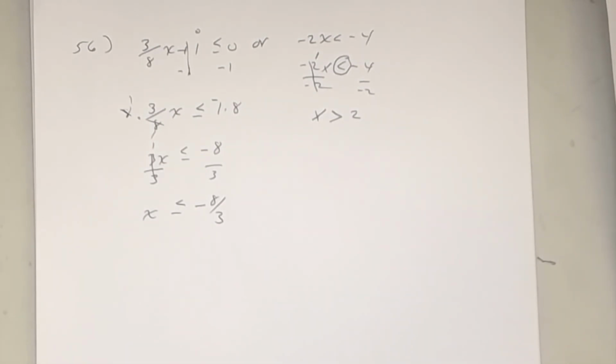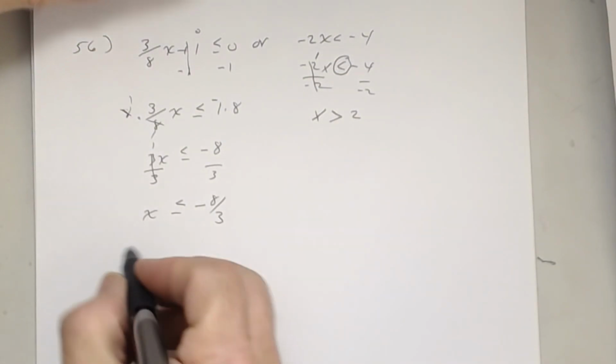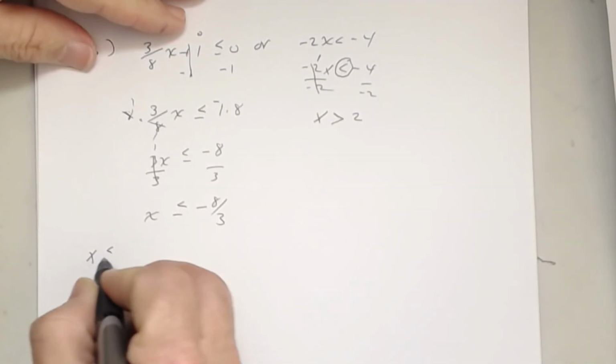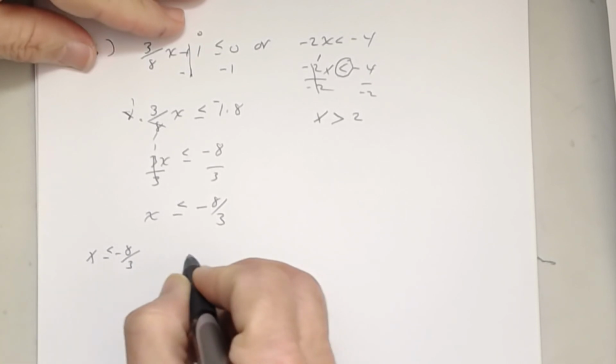This is an or statement. Keep that in mind. Now we're going to graph each one individually. That's what you have to show. You have to show each one individually. Okay, so let's do the first one. X is less than or equal to negative 8/3.